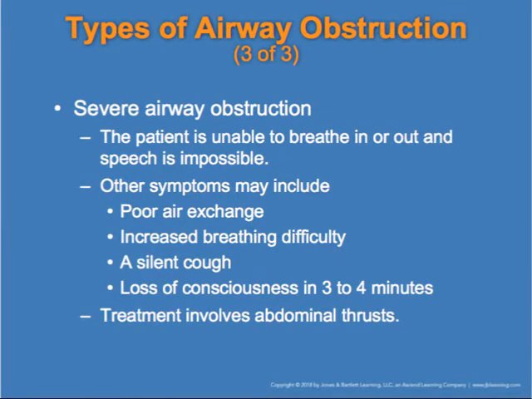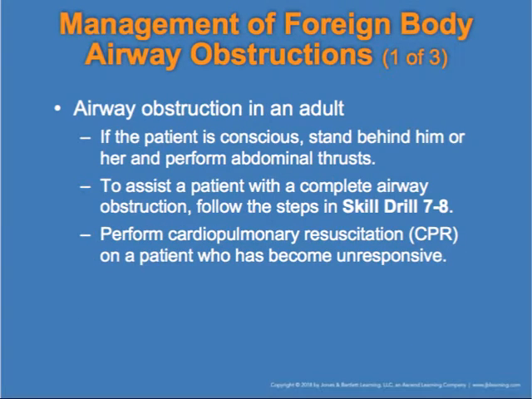Whenever a patient's completely blocked, it's considered a severe airway obstruction, right? That severe airway obstruction is when a patient's unable to breathe in or out and speech is impossible. Some other symptoms: poor air exchange, right? That could totally be a symptom. How about increased breathing difficulty, a silent cough where a person's physically coughing but you hear no sounds, or a loss of consciousness in 3 to 4 minutes. Treatment involves abdominal thrusts, right? Treatment involves abdominal thrusts. Airway obstruction in an adult.